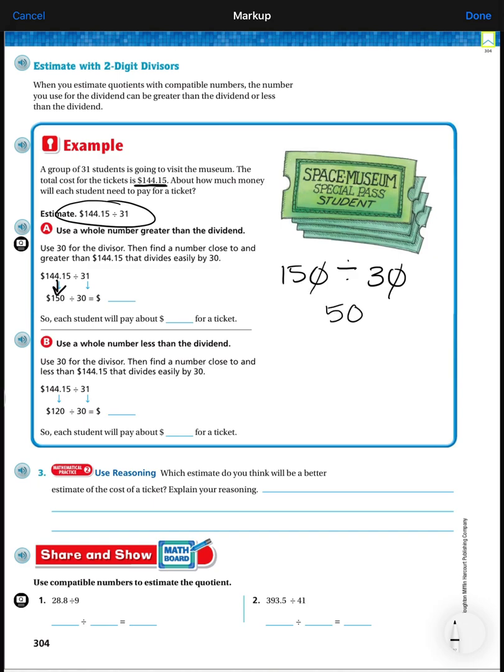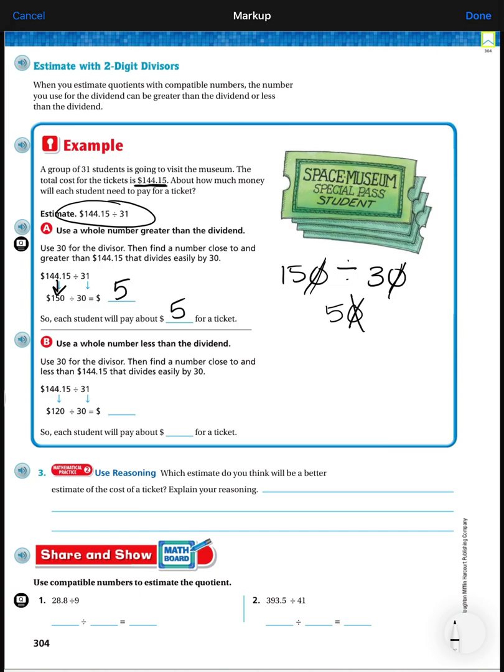15 divided by 3 is just 5. And they each have a 0, so we don't add any. That was my fault. So each ticket would be about $5. So each student should have to bring about $5 to get a ticket into the museum.